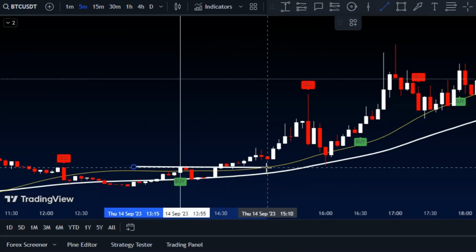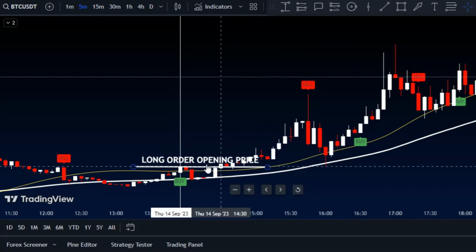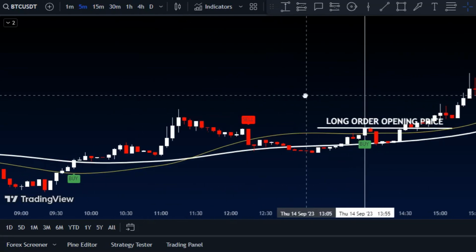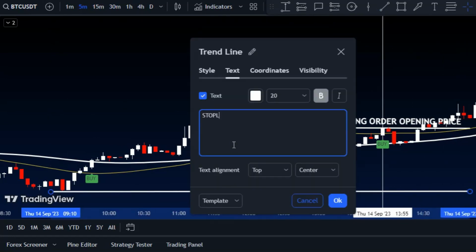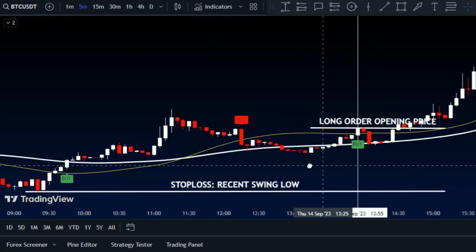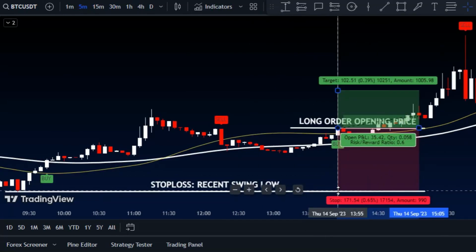So now you can open a trade. And of course, set the stop loss to the most recent swing low. Then set the risk-reward ratio of 1 to 1.5 for exit.